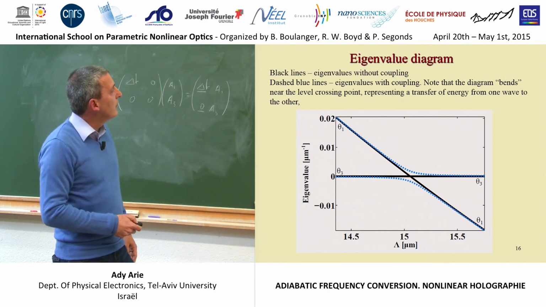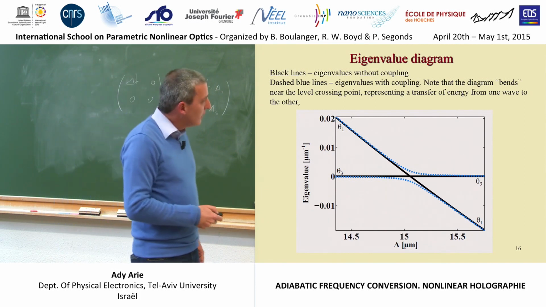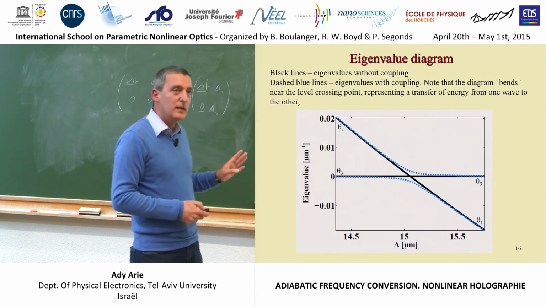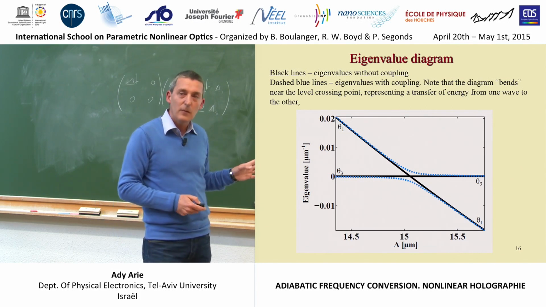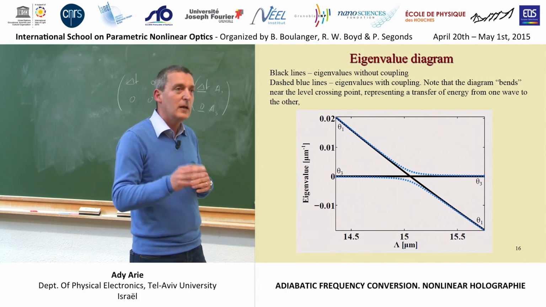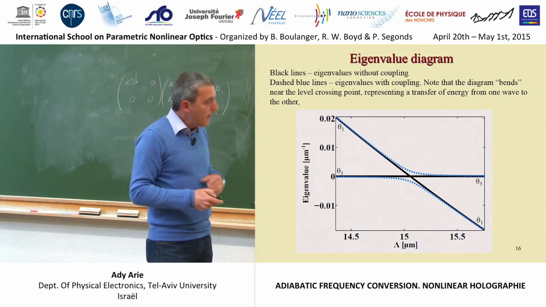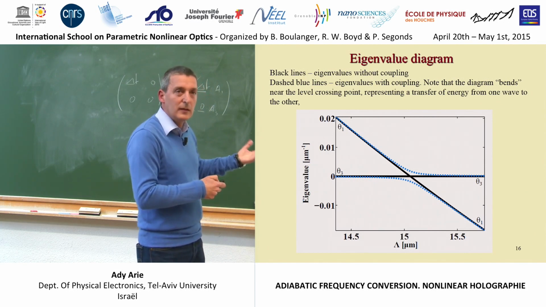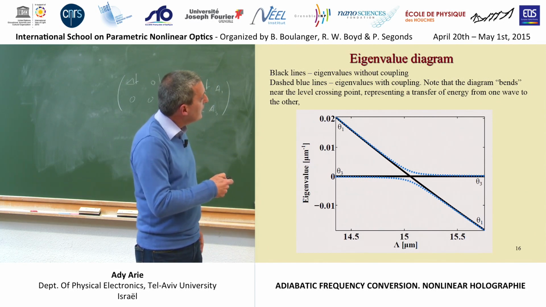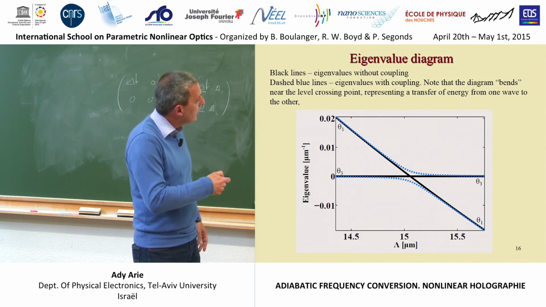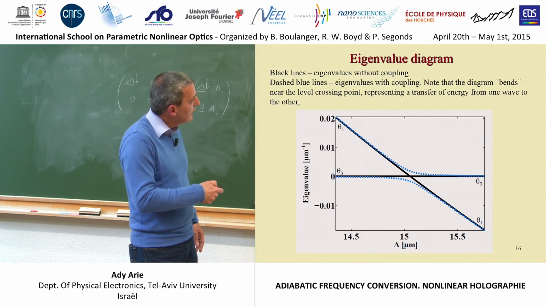So now how does it work? As I said, if it's an adiabatic process, I can start with an eigenstate of the system, and I can stay on an eigenstate of the system all the time. Now the system has coupling. So I start here, which means that I start with omega 1, and then I change the period. So I move along this.